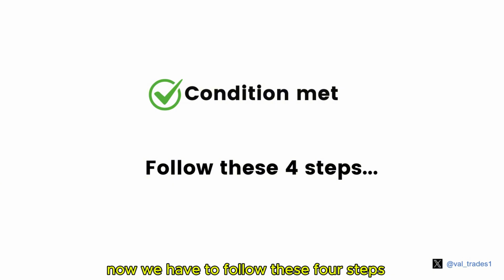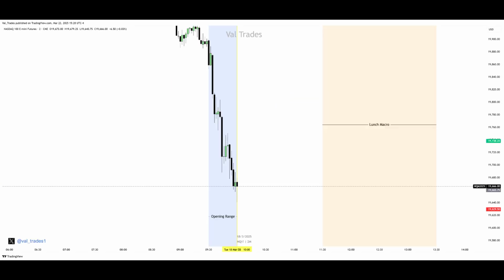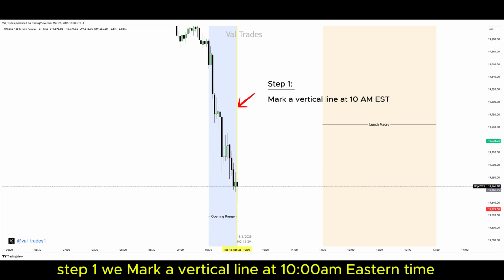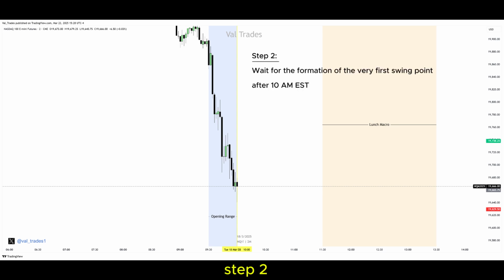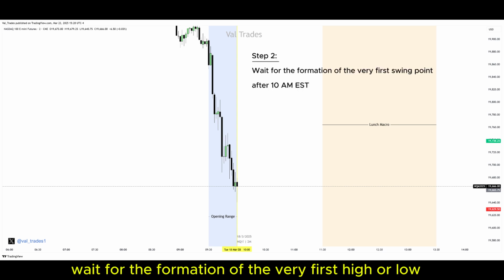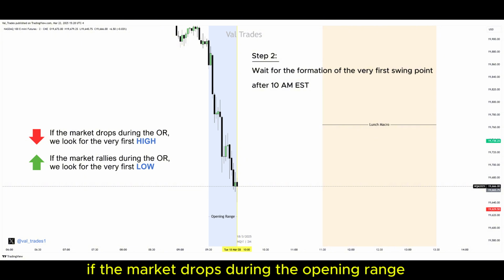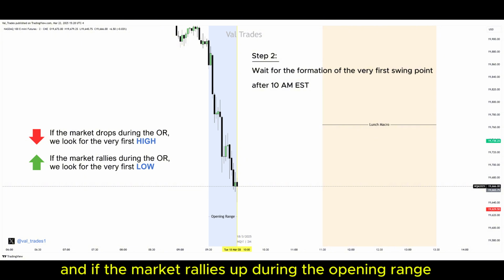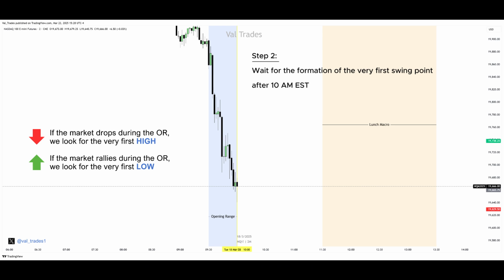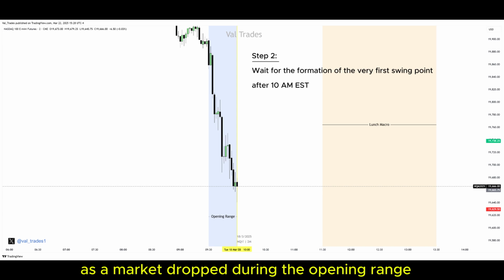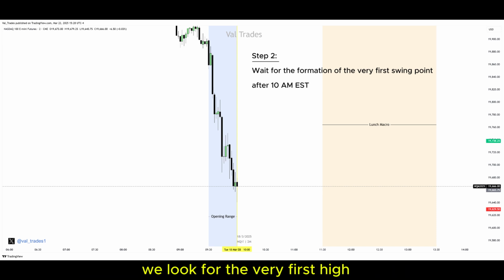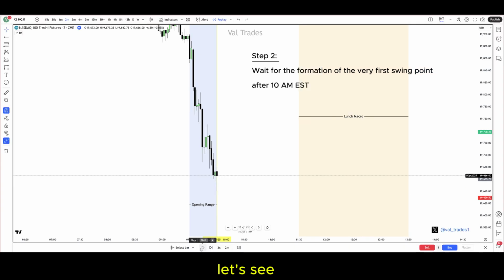Now we have to follow these 4 steps. Step 1. We mark a vertical line at 10 a.m. Eastern Time. Step 2. Wait for the formation of the very first high or low after 10 a.m. Consider that if the market drops during the opening range, we look for the very first high. And if the market rallies up during the opening range, we look for the very first low. So, in this case, as the market dropped during the opening range, we look for the very first high. Let's see.